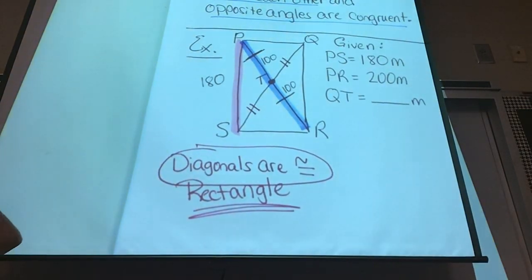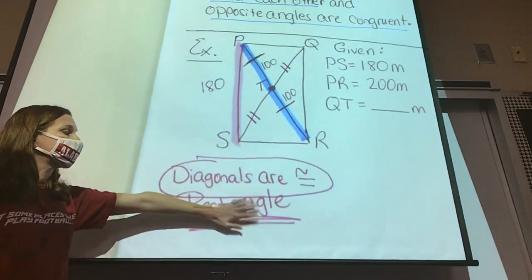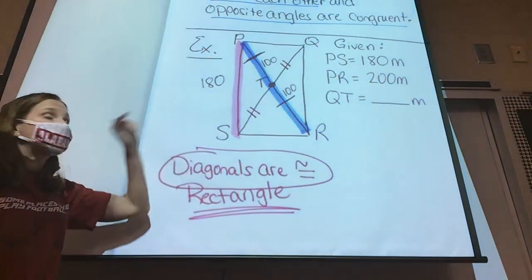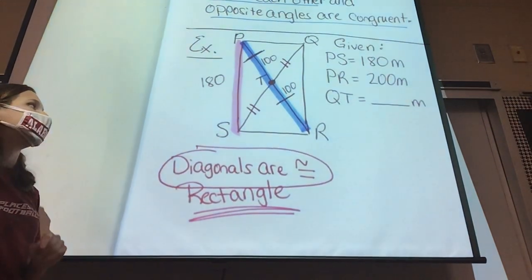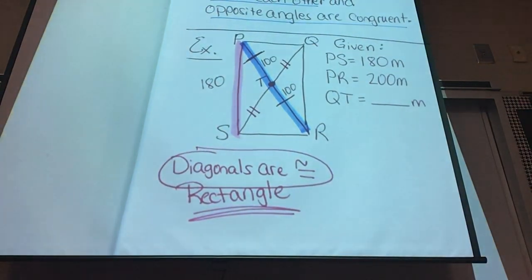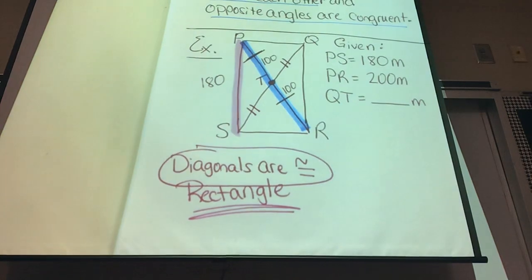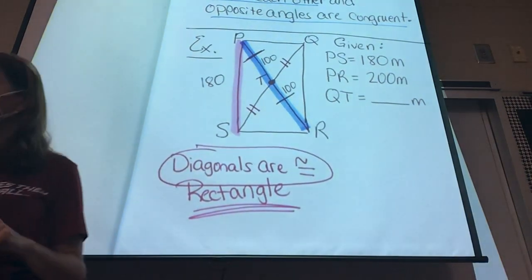Because if it leans, they are not necessarily going to be the same. One may be longer than the other. But in a perfect rectangle, both diagonals are going to be exactly the same. So what do I know right now then about QT? That is 100. That is 100.